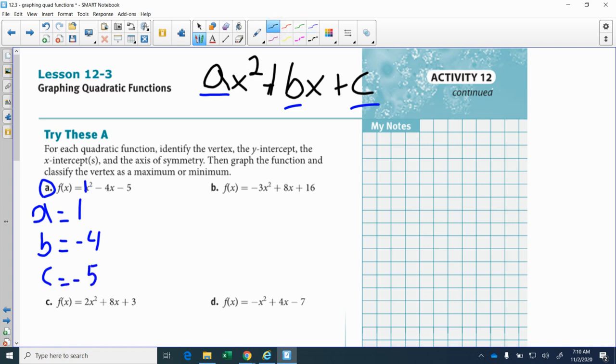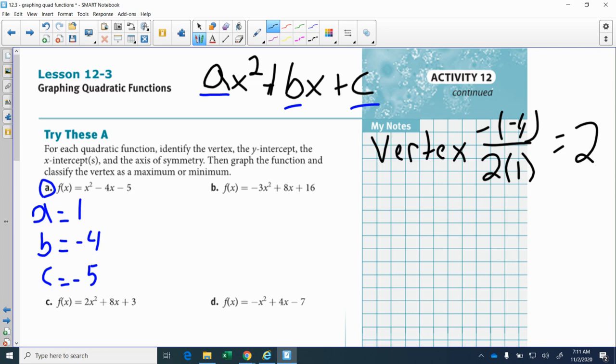Notice how I got those. I literally just went down the line of each of the numbers. From there, let's work some of this out. Let's find the vertex first. The vertex x-value is -b over 2a. Well, b is -4, so the negative of -4, all over 2 times 1. That comes out to positive 4 on top, and the bottom is 2, so the answer is 2.